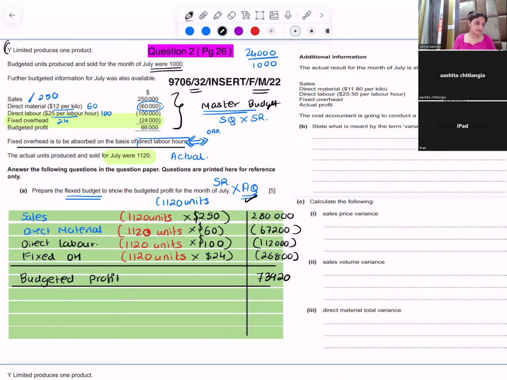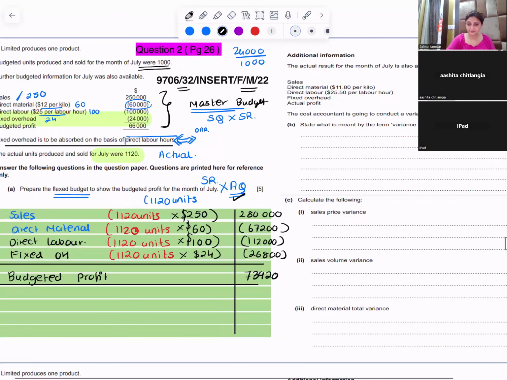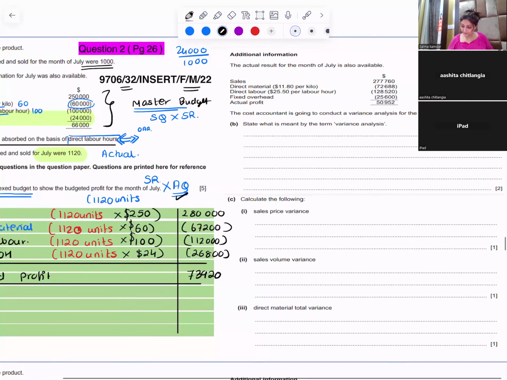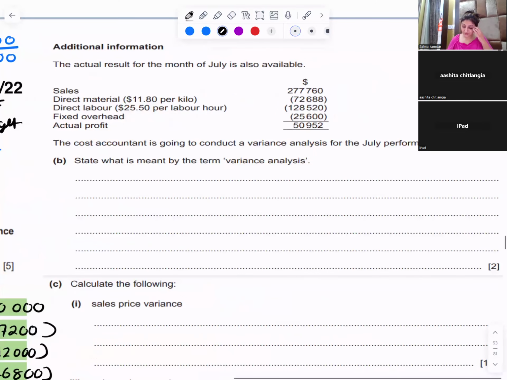Let's wait, I'm just still doing. Okay, fine, I'll wait. Now, over here, they have given you the actual results. When I talk about actual results, it is actual quantity into actual rate. Actual quantity is how much? 1120. Actual quantity is 1120 units.